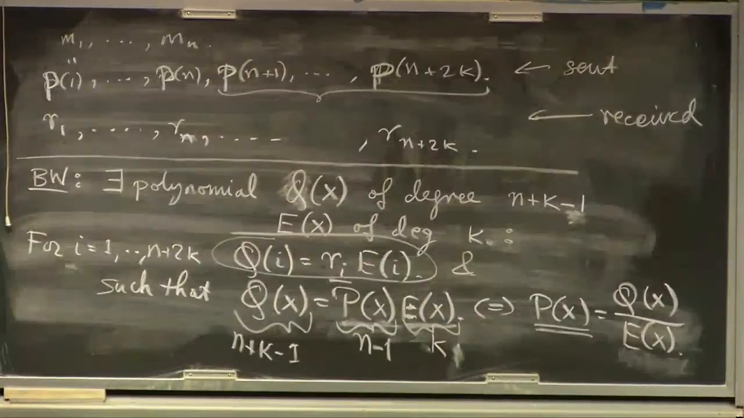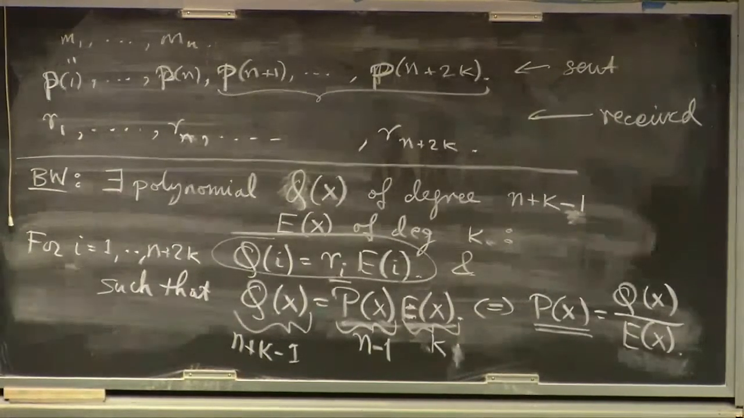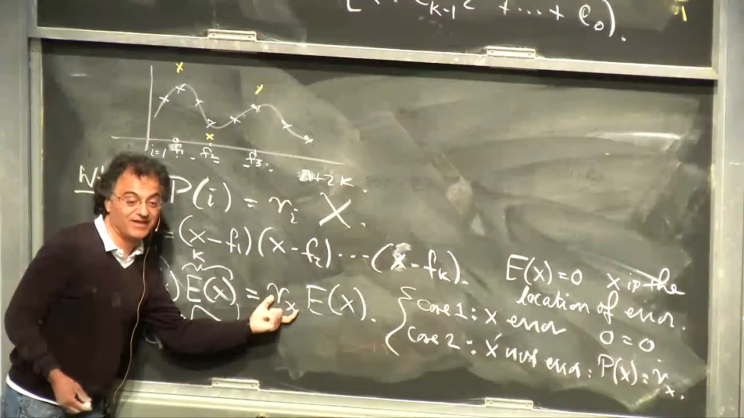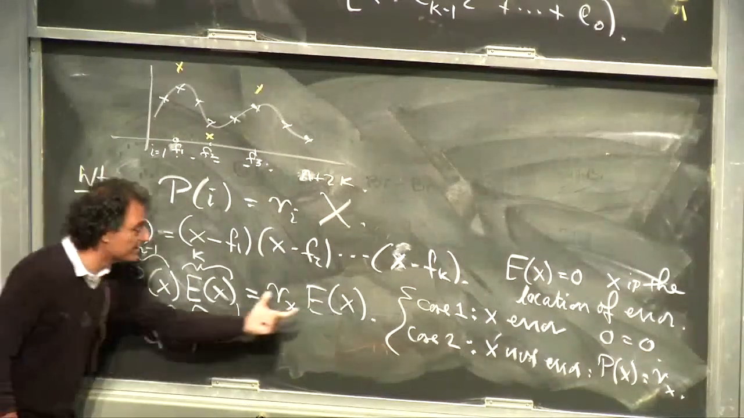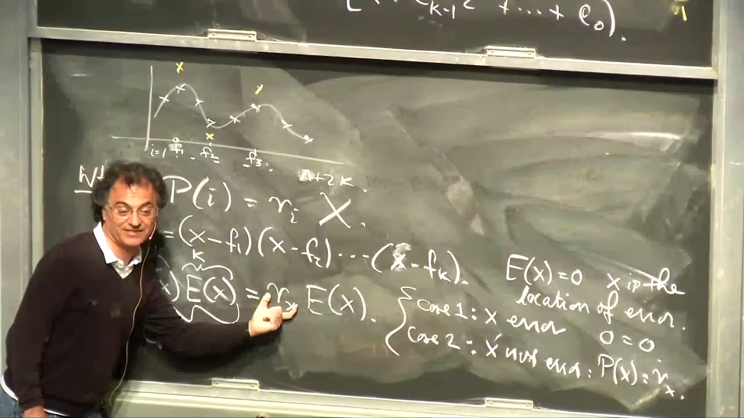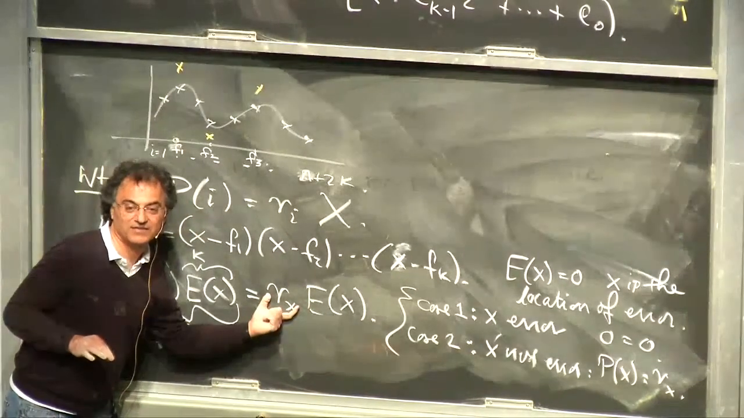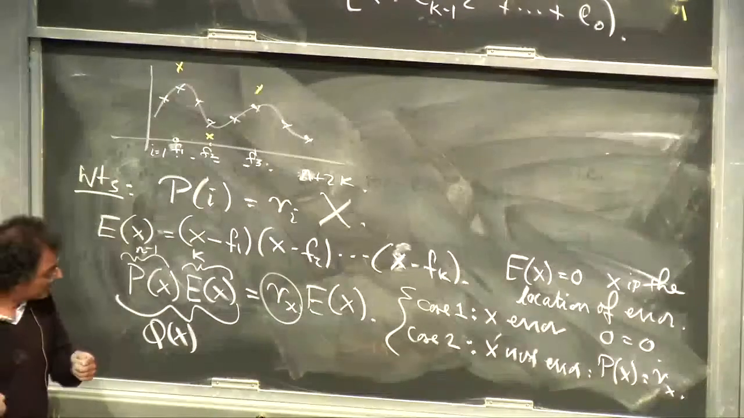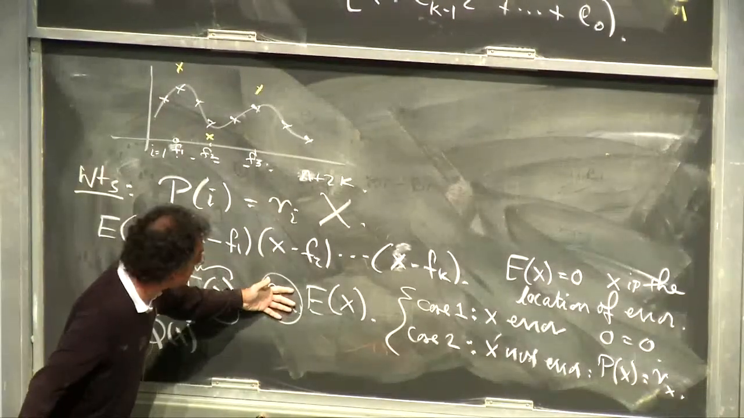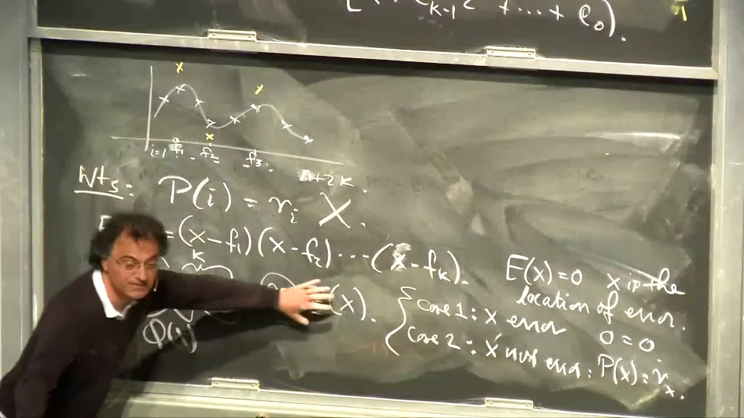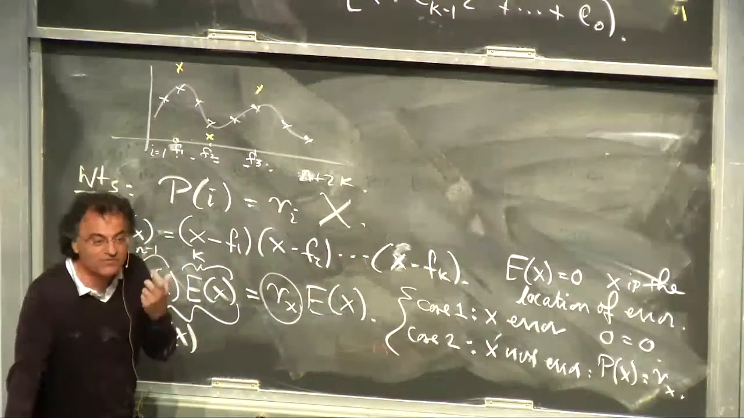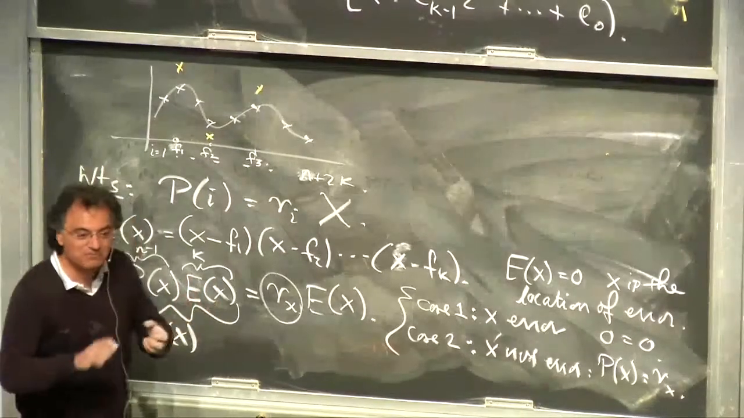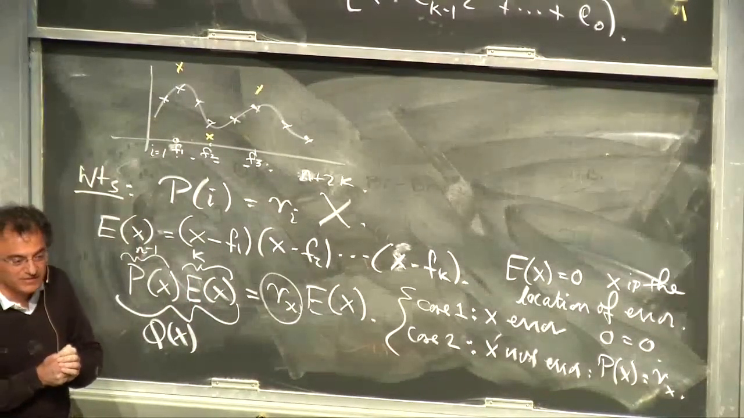And now, most of the received points are consistent with the polynomial P of x. And that's why you can show that if you take Q of x and divide it by E of x, you actually get P of x. It's a simple exercise. Because most of these received points are consistent with the polynomial of degree n minus 1, you can show that that's the unique polynomial of degree n minus 1 that will be the ratio of Q of x and E of x. This is the brilliant idea. It's a bit of magic that works, and it just completely takes this apart.